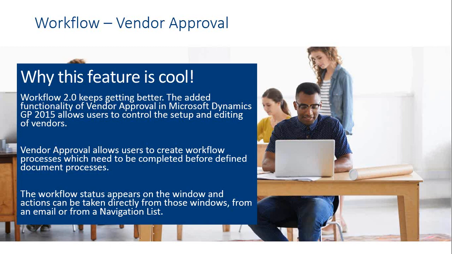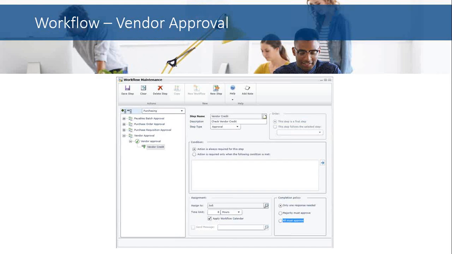Continuing down the theme of workflow, we'll now have the ability to have vendor approvals. So if decisions need to be made in regards to who we work with, then you certainly have the ability to build that workflow and get approval before you can actually interact with that individual vendor. And so the window could look something like this. One of the things you may note here on this workflow maintenance window, you'll see payables batch approval, purchase order approval, purchase requisition approval, and then vendor approval. All of those different workflows can be used together through this process.